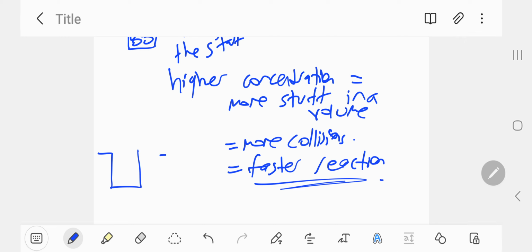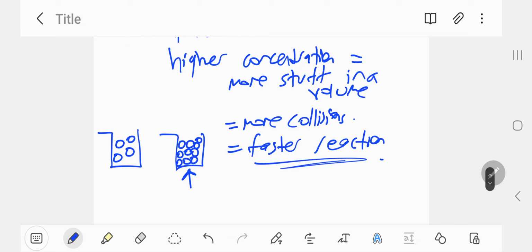So I'll draw a diagram here. I've got two beakers, two cups, one with a particular element, and let's suppose the element is white in this case. Element X could be anything, doesn't matter. And I'll draw another beaker, and it looks like this. This second beaker here with the element X has a higher concentration.